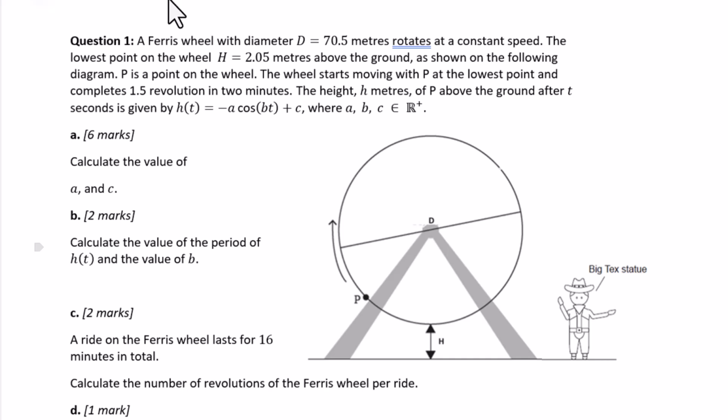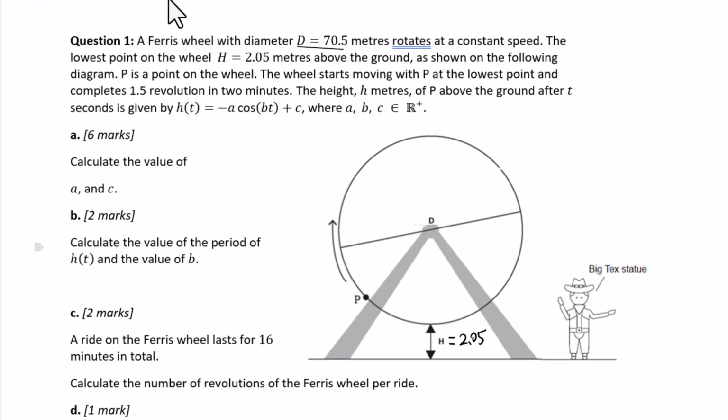Question 1. A Ferris wheel with a diameter d equals 70.5 meters rotates at a constant speed. The lowest point on the wheel h equals 2.05 meters above the ground, as shown on the following diagram. So this h equals 2.05.